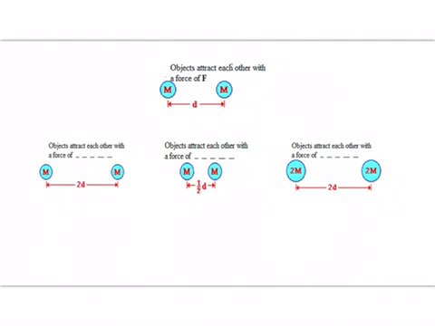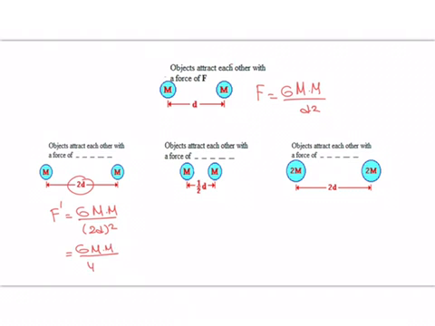Now let's put the relation with the distance. Again, we have two objects. They attract each other with a force of Gm over d squared. In the first example, the distance is doubled, so my new force will be equal to Gm over (2d) squared, which is equal to Gm over 4d squared. So this value is 1/4 of the initial value, which is equal to F over 4.